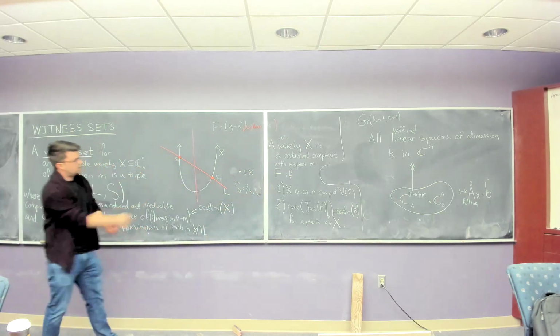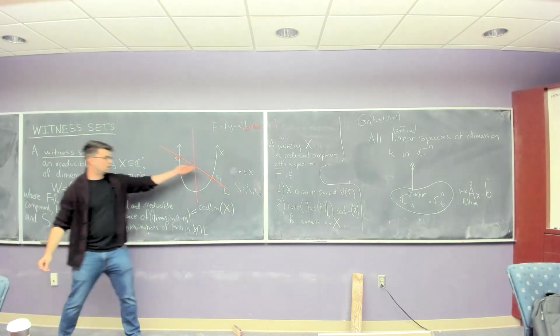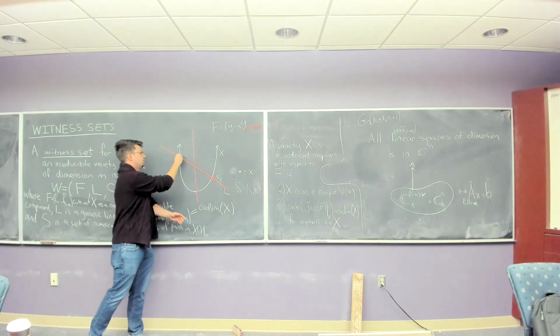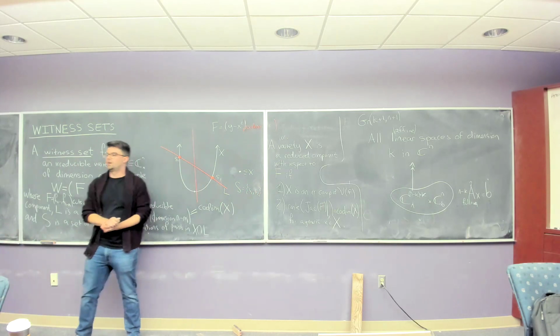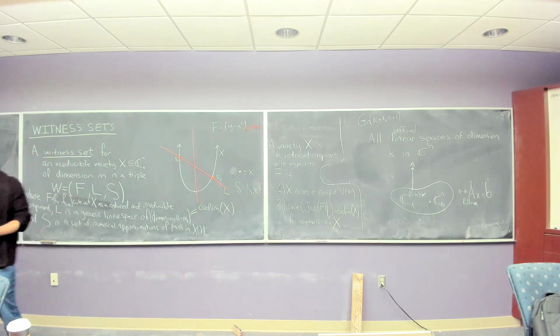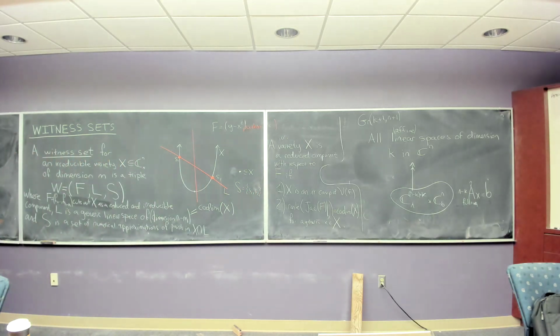So this red line is my L. Numerical approximations for these 2 points, so maybe it's really close, but not quite, comprise my S. Any questions?